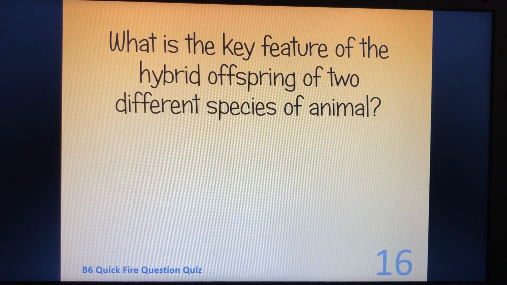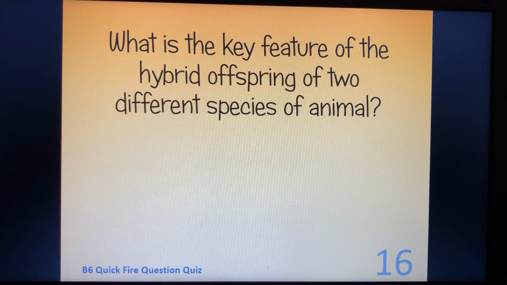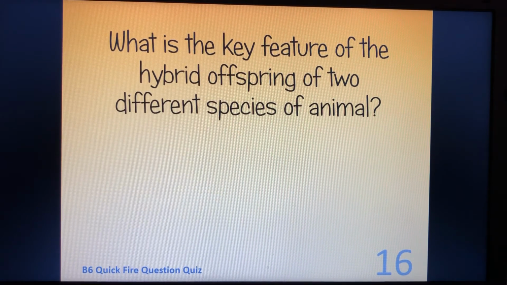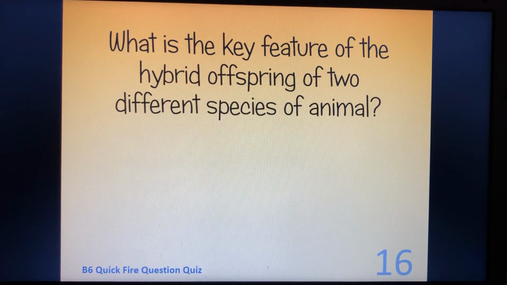Question 16. What is the key feature of the hybrid offspring of 2 different species of animals? So we talked about the zedonk, the hybrid of the zebra and the donkey. We've also talked about the liger, which is the lion and the zebra. Sorry, the lion and the tiger. Lion and zebra, wow. What is the key feature of a hybrid offspring?